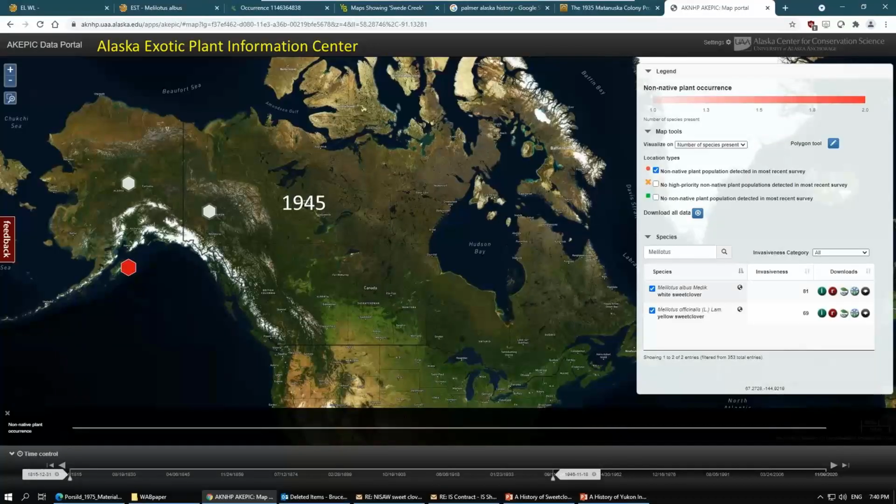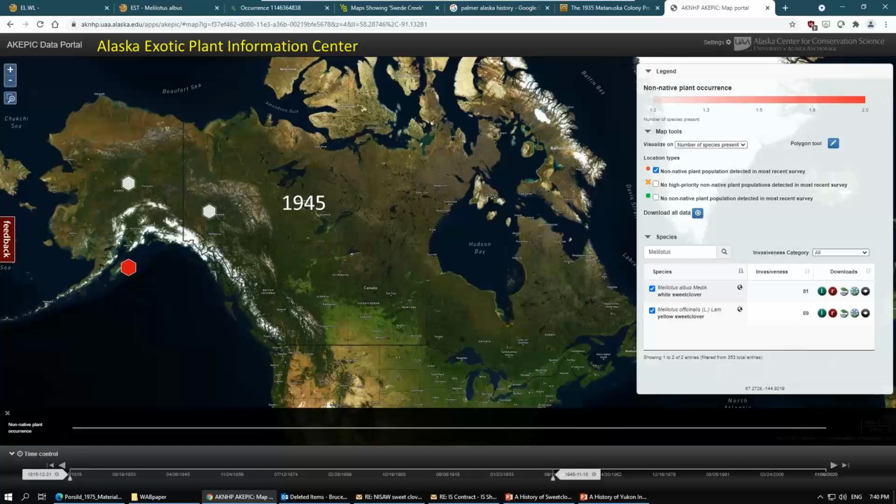And so until the highways were put in, this was what the distribution of sweet clover was known in, according to ACEPIC, which is the Alaskan Exotic Plant Information Center. And most of these, well, all of these are associated with agricultural stations. So there was an agricultural station on Kodiak Island and the one up in Fairbanks.